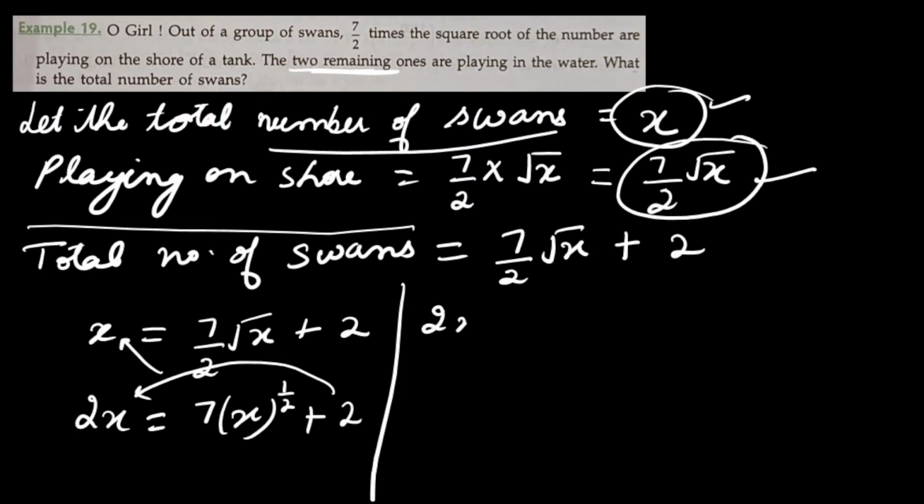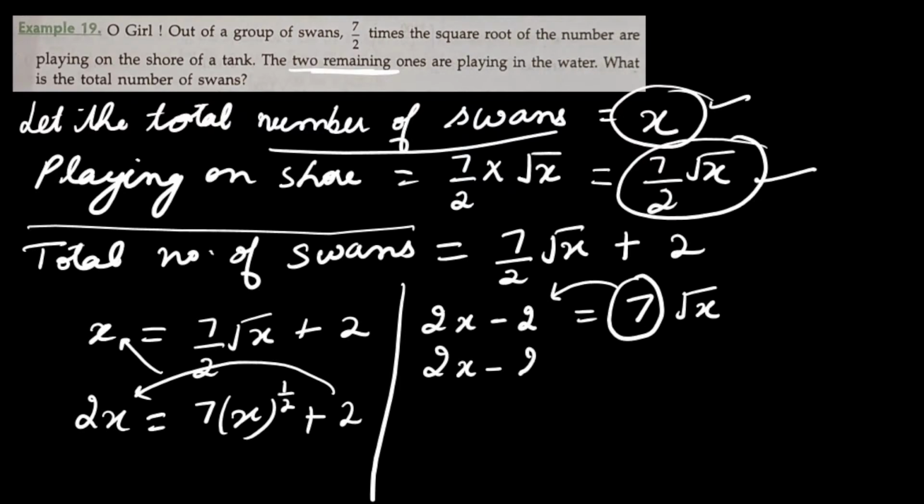So when I am shifting 2 to the other side, it will become 2x minus 2 is equal to 7 root x. Root x means this x power is 1 by 2. Now, because I want to convert it into a quadratic equation, the x value I have to find. So now let's shift this 7 to the other side. So 2x minus 2 by 7. Why by 7? Because when I shift this 7 to the other side, it will get divided, as here it is getting multiplied. So this side I have the square root. Square root means power 1 by 2.